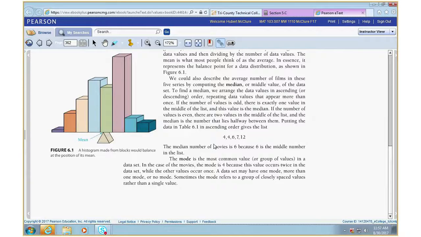Now you can have more than one mode. You can have several modes. Do not put 0 for the mode. Don't do that, because some smart aleck teacher will mark it wrong. Put no mode, put non-applicable, put does not exist, or put the mode. If 25 shows up the most and 27 shows up the most, then your mode is 25, 27.